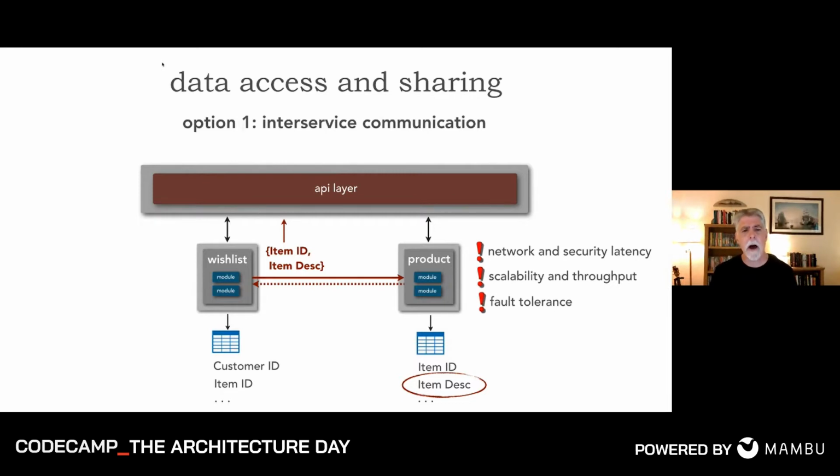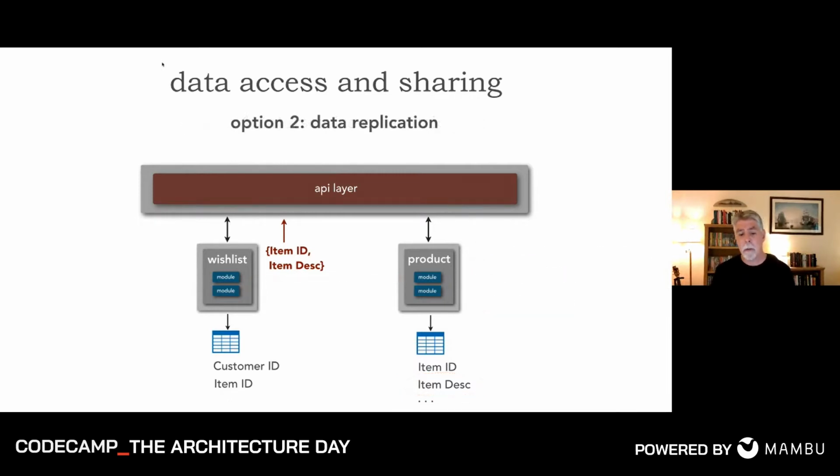Let's take a look at another option that actually solves a lot of those problems. And that is option 2, data replication. No, don't call other services. It's really not a good idea in microservices. Rather, watch this. I'm going to modify my table schema in that wish list table to add the item description. All right, now hold on, don't stop watching just because I'm recommending this, because I'm not. It is another option we have.